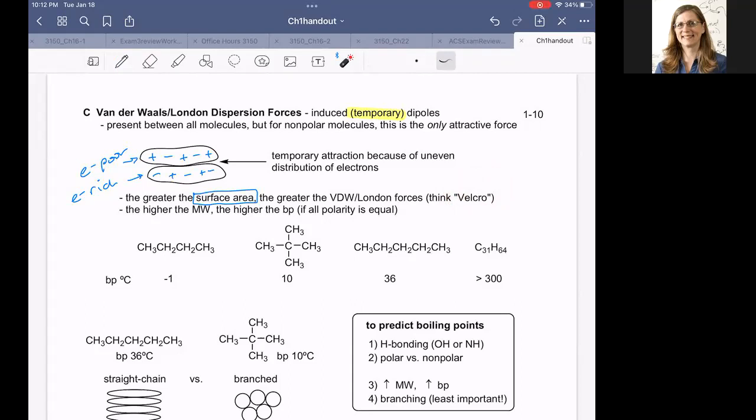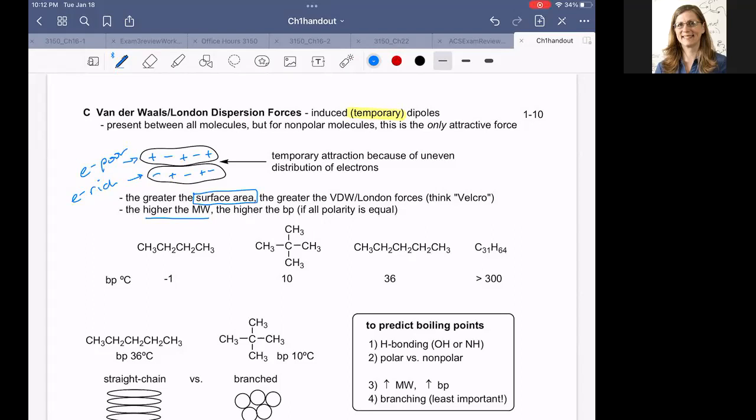Okay, so one thing that we're going to be looking for is that the higher the molecular weight, the larger the molecule, the more surface area it has, therefore the more London dispersion forces it has. Okay, assuming everything else is equal. So if they have the same polarity, then a bigger molecule is going to have a higher boiling point. It's just going to be harder to tear it apart from the others and move it into the vapor phase.